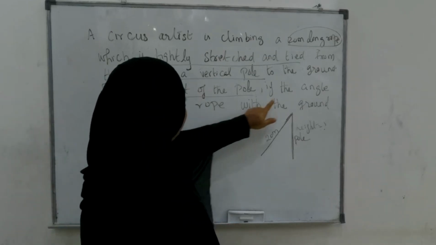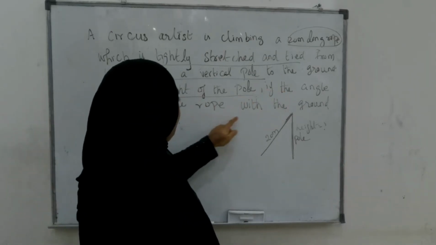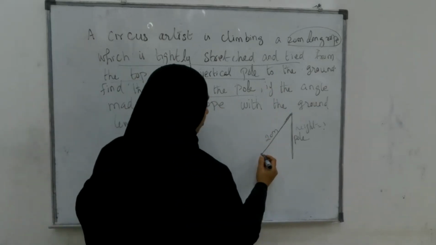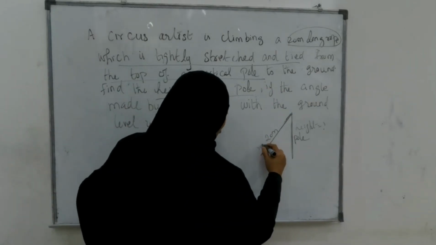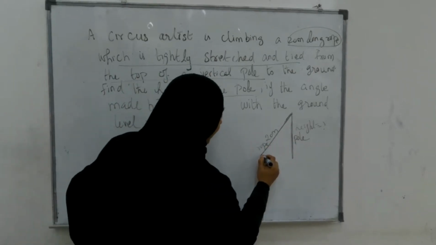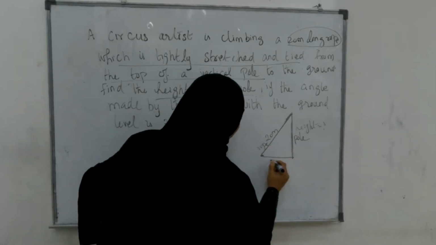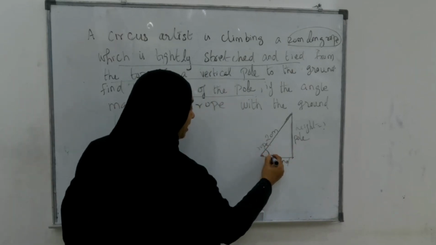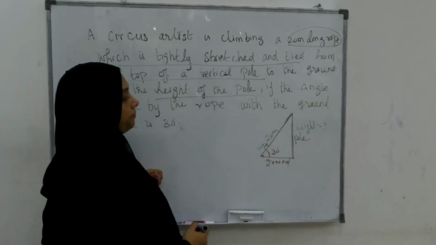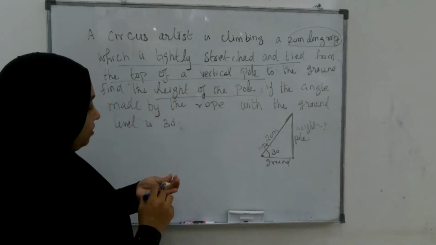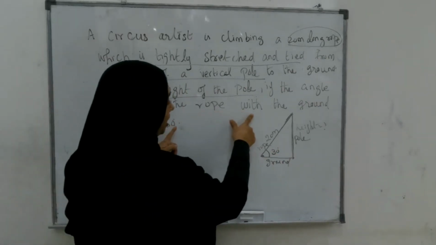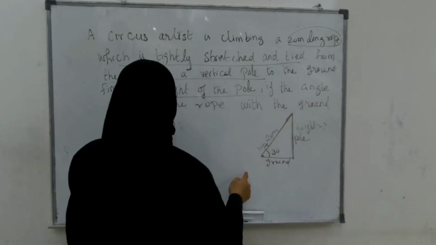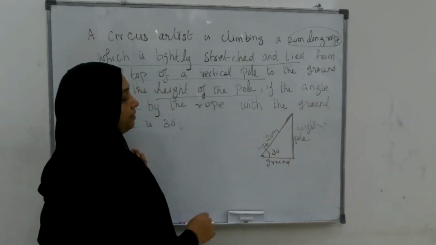Then, if the angle made by the rope with the ground level is 30 degree. So this is the rope, and this is the ground. This is making a 30 degree angle here. The rope is making an angle of 30 degree with the ground level.